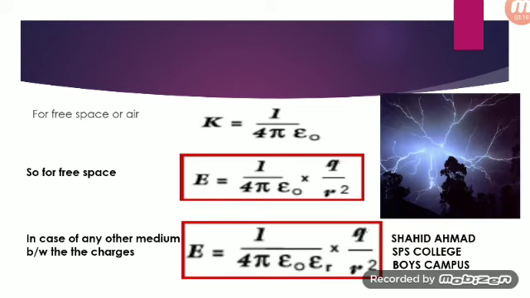For free space, K is equal to 1 divided by 4 pi epsilon naught. So for free space, E becomes 1 divided by 4 pi epsilon naught multiplied by Q divided by R square. And in case of any other medium, E is equal to 1 divided by 4 pi epsilon naught epsilon r multiplied by Q divided by R square. Here epsilon r is the relative permittivity or dielectric constant of the given medium.